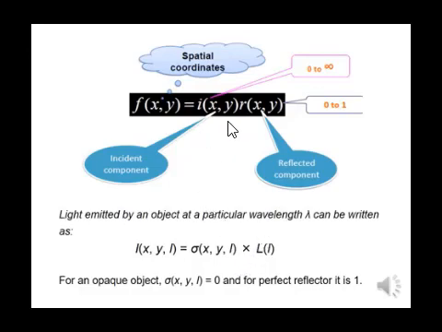The value of i can range from 0 to infinity, and reflectance is always between 0 and 1. It can be any decimal value, but not more than 1. Then light reflected by an object at a particular wavelength lambda can be defined as L of x, y, lambda equals sigma of x, y, lambda into the incident light. The sigma value is 0 for an opaque object and 1 for a perfect reflector. The sigma value is the degree of reflection.